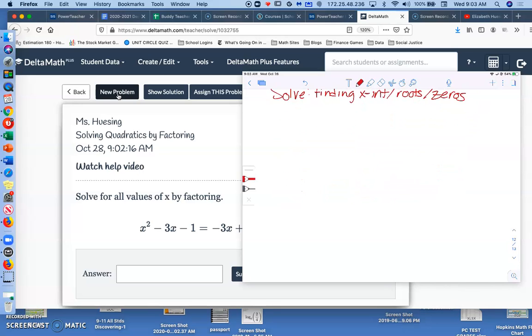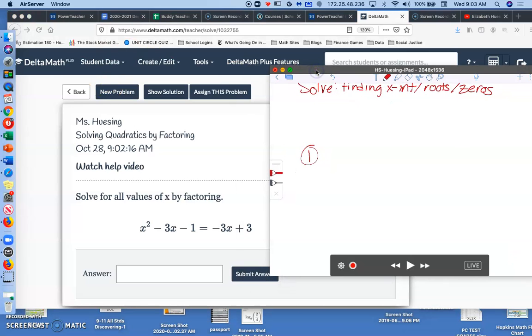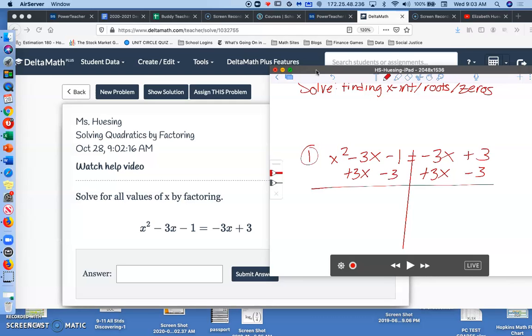So the first one that we are going to look at today is this first one right here. So we have x squared minus 3x minus 1 equals negative 3x plus 3. So the first thing we have to do is set this equal to 0. So plus 3x, plus 3x, minus 3, minus 3. So on this side, we have it set equal to 0. X squared minus 1 minus 3 is minus 4.